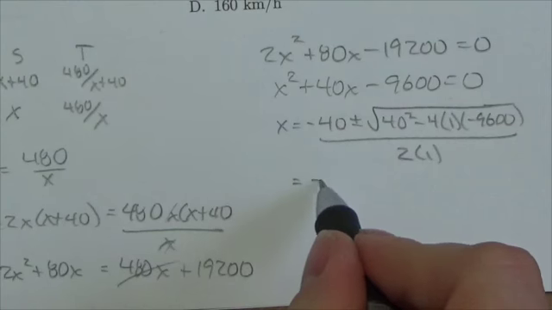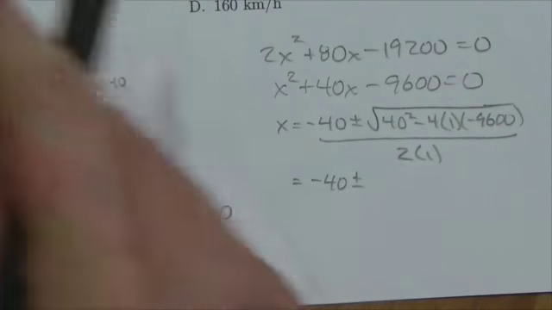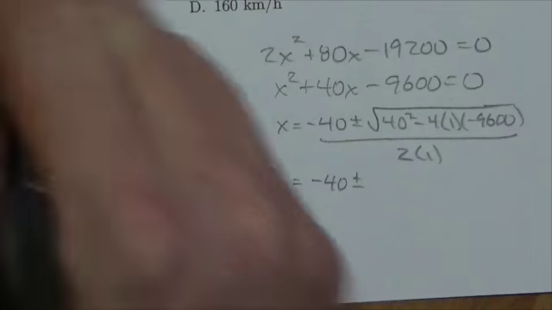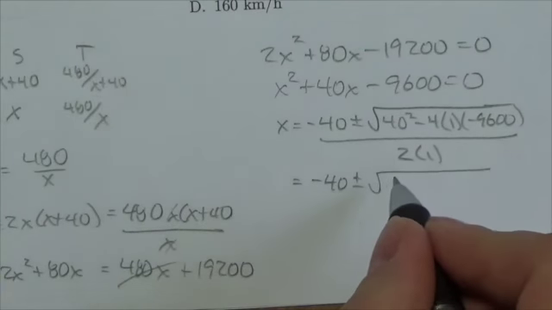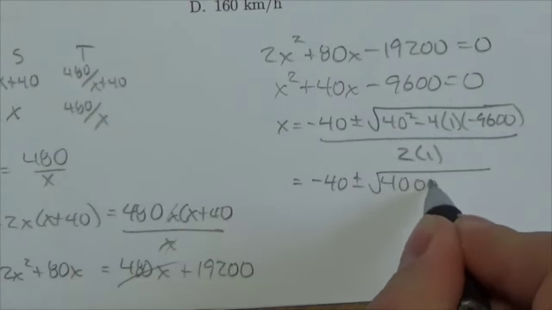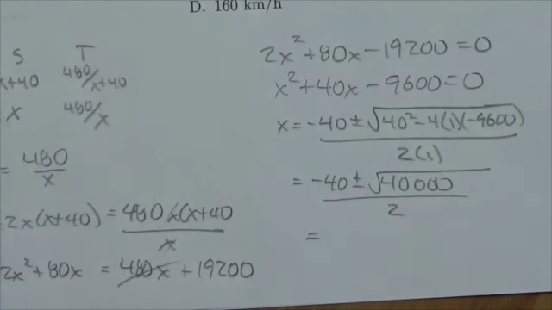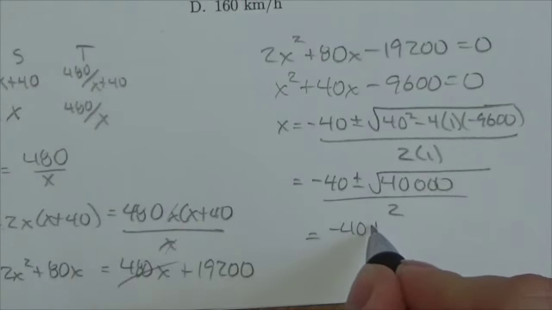Now I'm just going to let the calculator do most of that work. 40 squared minus 4 times 1 times negative 9,600. Okay, well that's going to be the square root of 40,000 over 2. And the square root of 40,000 is just a beautiful little 200.